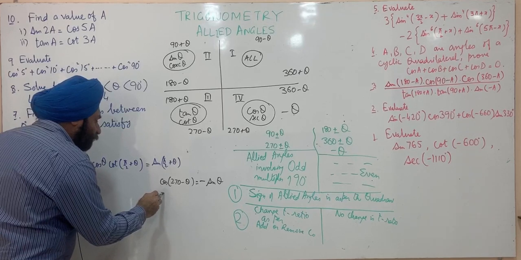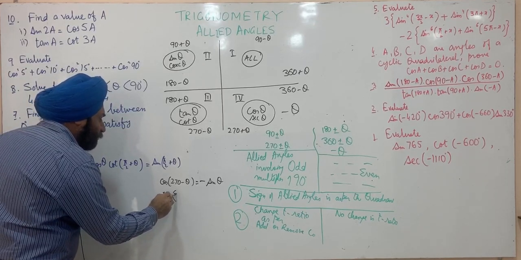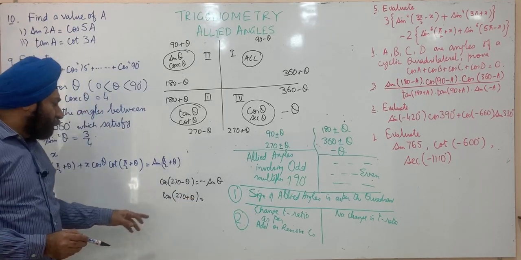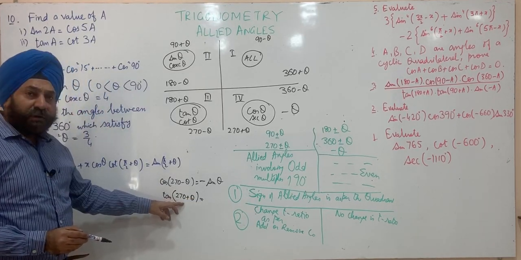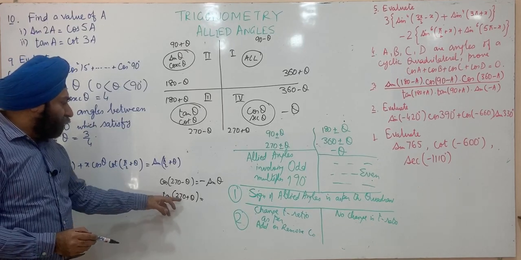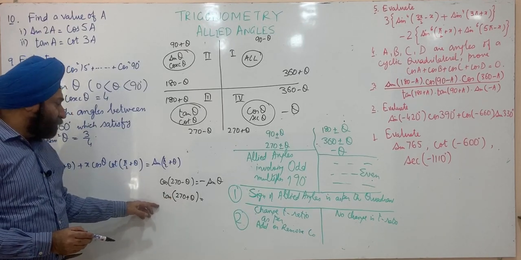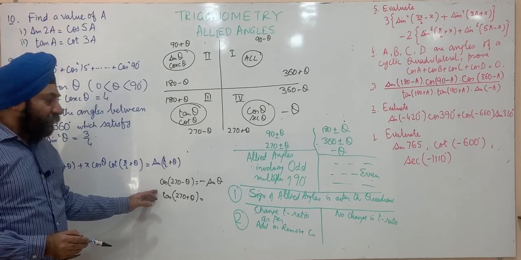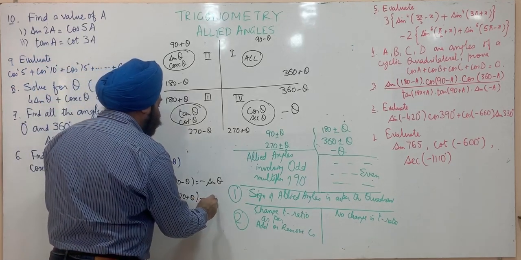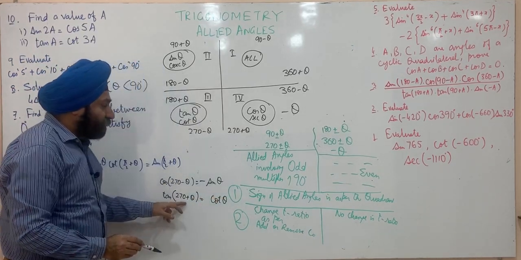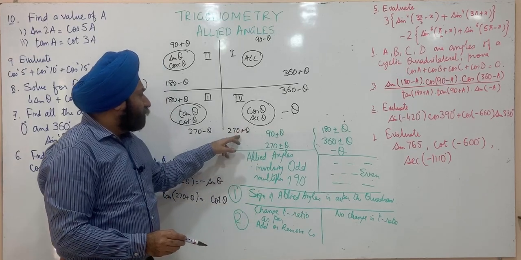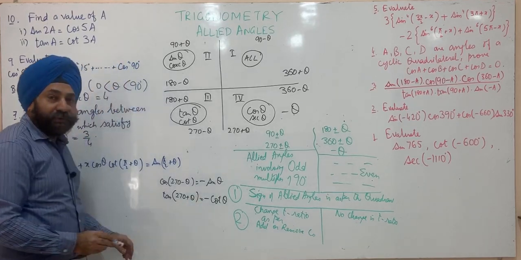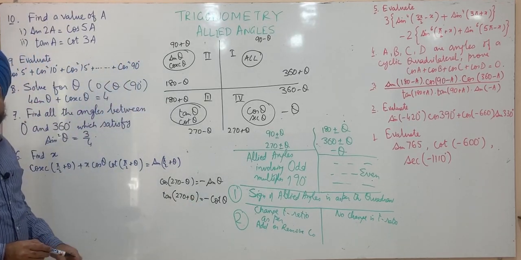Another, tan of 270 plus theta. Now tan, this is an odd multiple of 90 degrees, so for odd multiples the ratio must change. Tan is without co, so adding co, it becomes cot of theta. 270 plus theta is in the fourth quadrant where tan is negative. So this is minus cot of theta. This is how we apply the rules.